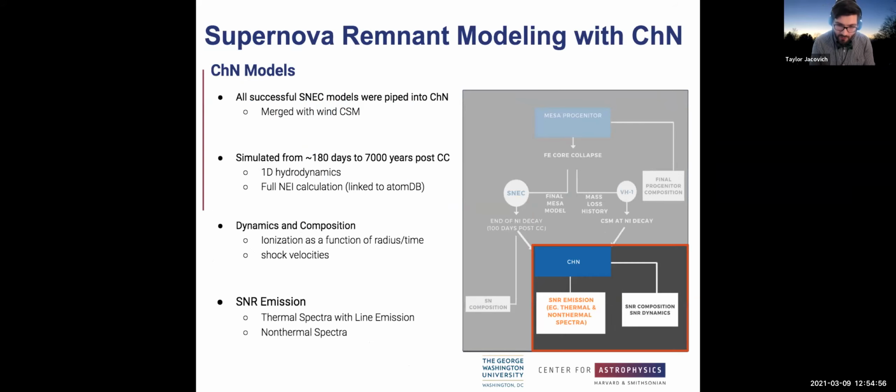Finally, once we have our supernova evolved out to about 100 days, so the end of nickel and cobalt decay, and once we have our CSM, we could take both of these and put these into the cosmic ray hydrodynamics code to simulate the full behavior of the remnant. Now, this is a 1D simulation. We get the full NEI information, shock velocities, thermodynamic variables, and it outputs supernova remnant emission in the form of thermal spectra with the line emission from AtomDB, and also non-thermal spectra. We don't really do much with the non-thermal spectra, but they are an output that could be used depending on what you were interested in doing with this pipeline.